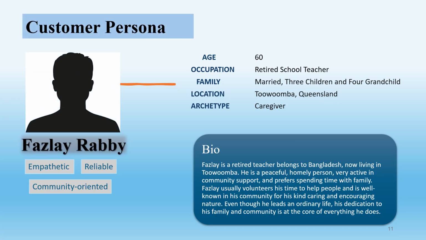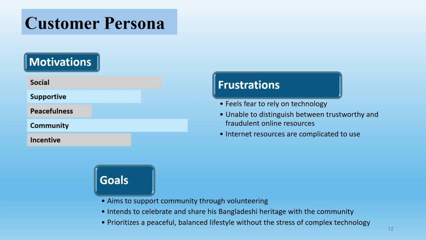Now let me introduce Fazil Rabi, one of the Toowoomba Hospice dedicated volunteers. Fazil is a 60 years old retired teacher from Bangladesh who now lives in Toowoomba. He is a peaceful, family-oriented person who spends a lot of time in community work, which gives him a sense of motivation and satisfaction.